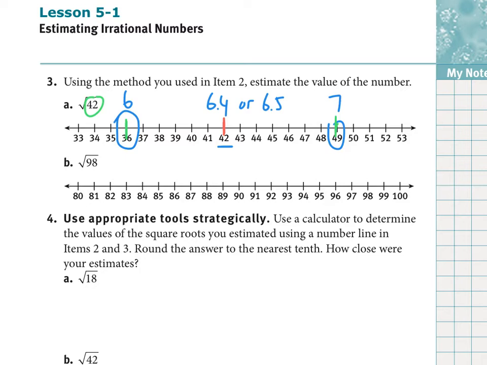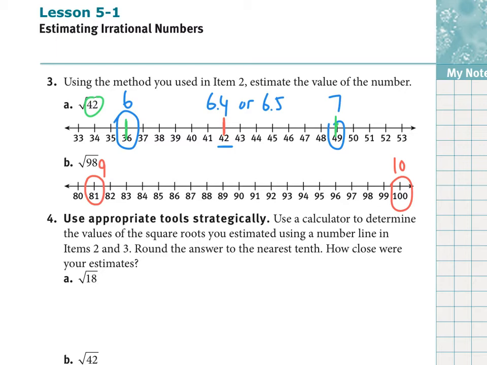All right, what about the square root of 98? Square root of 98. What's a number close to 98 that's a perfect square? Okay, 100, right? The square root of 100 is 10. And the square root of 81 is 9.